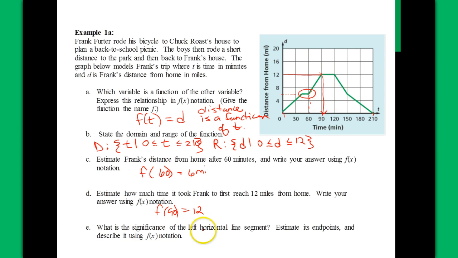So what is the significance? He stayed there from about 45 minutes until 60. So those are the two endpoints. From 45 minutes until 60. They stayed at Chuck's house. So it's a matter of putting it into English, the story that's happening in the graph.